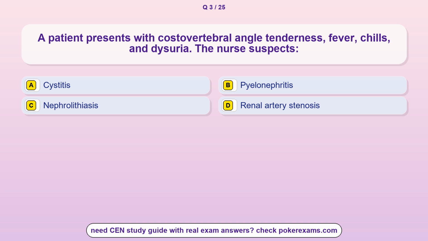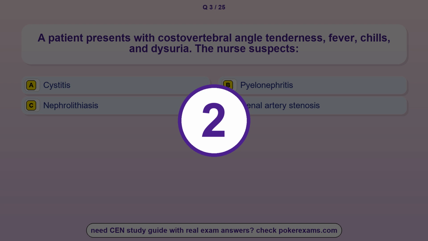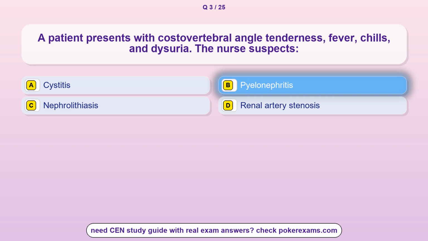Question 3. A patient presents with costovertebral angle tenderness, fever, chills, and dysuria. The nurse suspects: Option A, cystitis. Option B, pyelonephritis. Option C, nephrolithiasis. Option D, renal artery stenosis. The correct answer is option B, pyelonephritis.